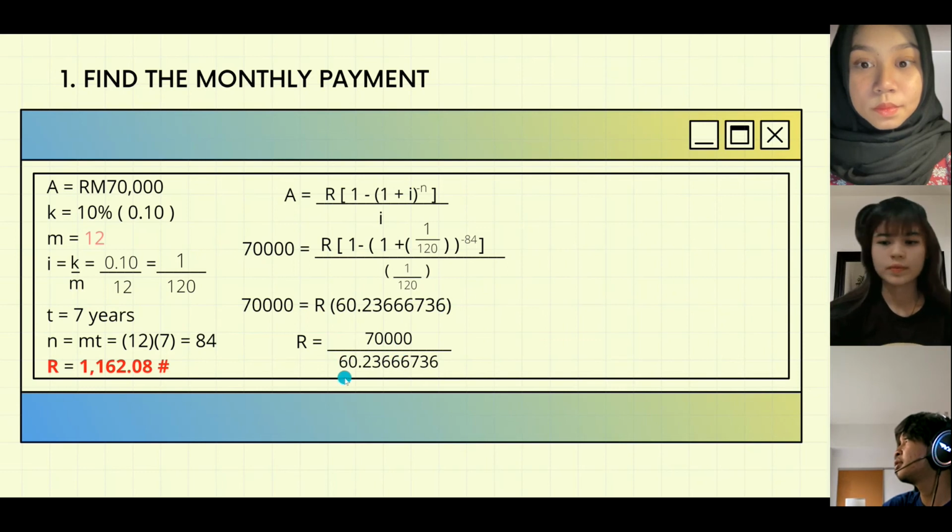We continue with divide 70,000 divided by 60.23666736, and we get the answer for R is 1162.08. So that's the monthly payment.